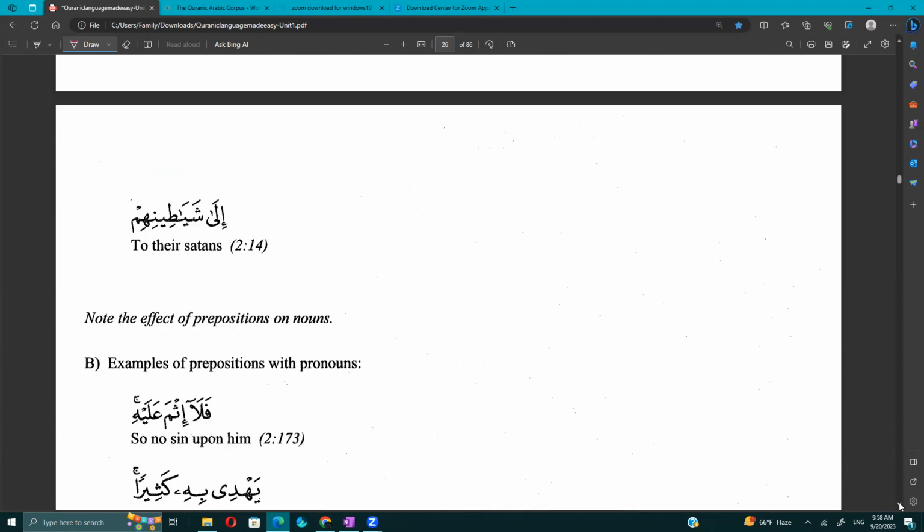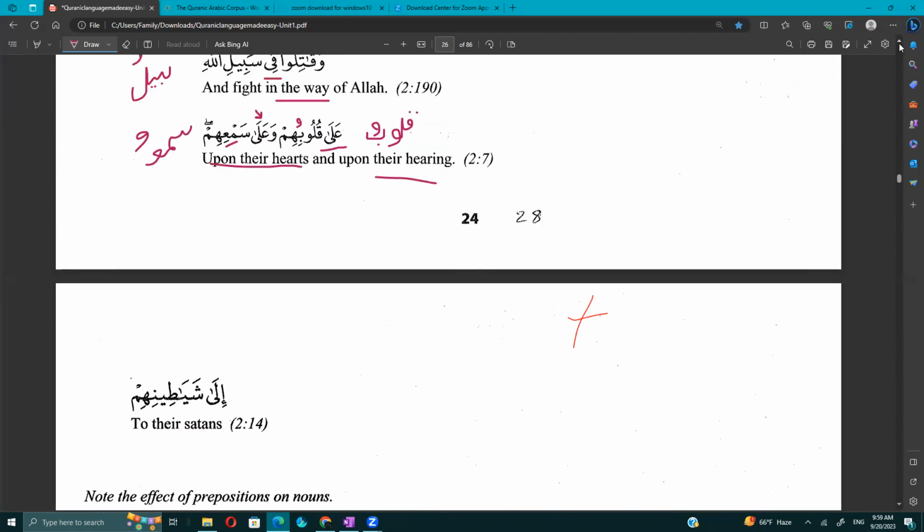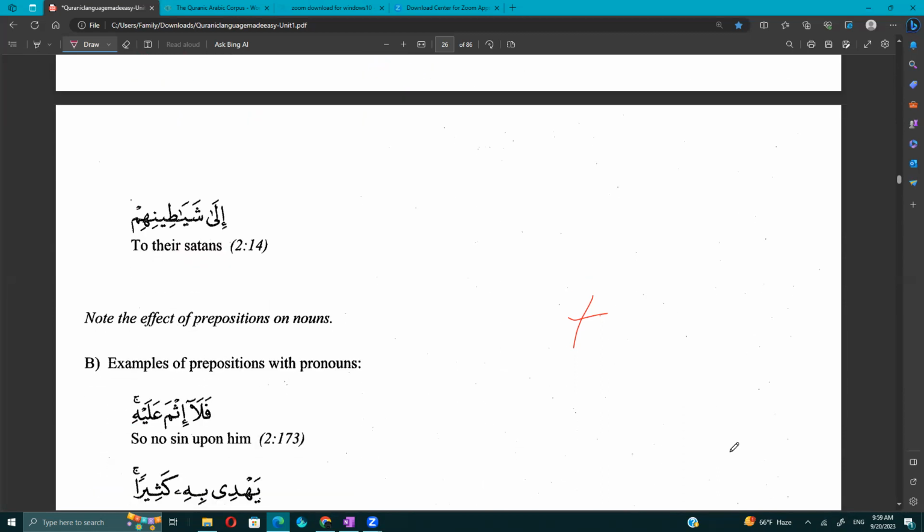Ila shayatinihim. I have a question, sister. Yes, sister? For qulubihim, we don't consider him and just say qulub? Yes, sister, I will explain that in coming lessons, inshallah. That's a very good question. Mashallah, just hold on for a few more classes. Inshallah, we'll learn why it is qulubihim and not qulubum. For now, just remember that the effect of the huruful jar is only on the next letter after it. Ila shayatinihim. It was shayatinuhum. It became shayatinihim because of the word ila, to their satans.